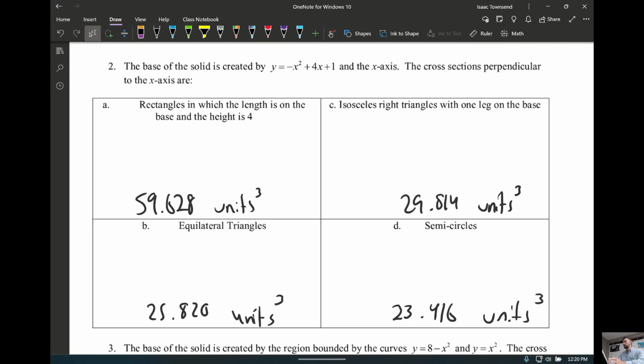What? Oh, I see what you're saying. You multiplied it down there. Well, in this case, I think you shouldn't be squaring that one. Because the area is 4 times L, not 4 times L squared.